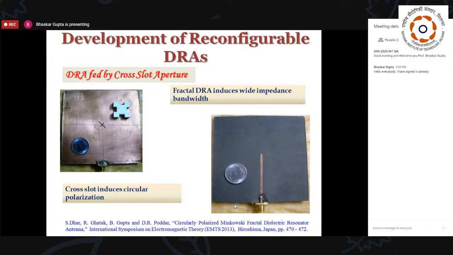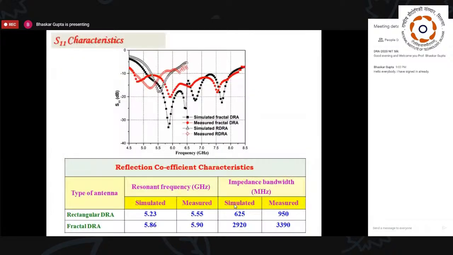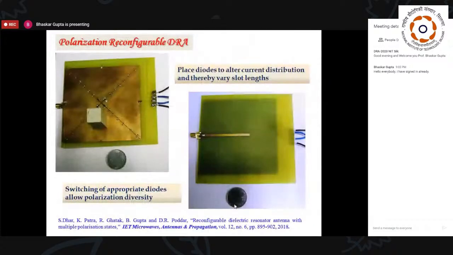Below you find the corresponding reference where we have shown all these characteristics, the simulated values, the measured values. You see, again, we have compared between rectangular DRA and fractal DRA. So I find quite interesting results. And another point is also worth noting: the measurement is always giving us better results than the simulation.